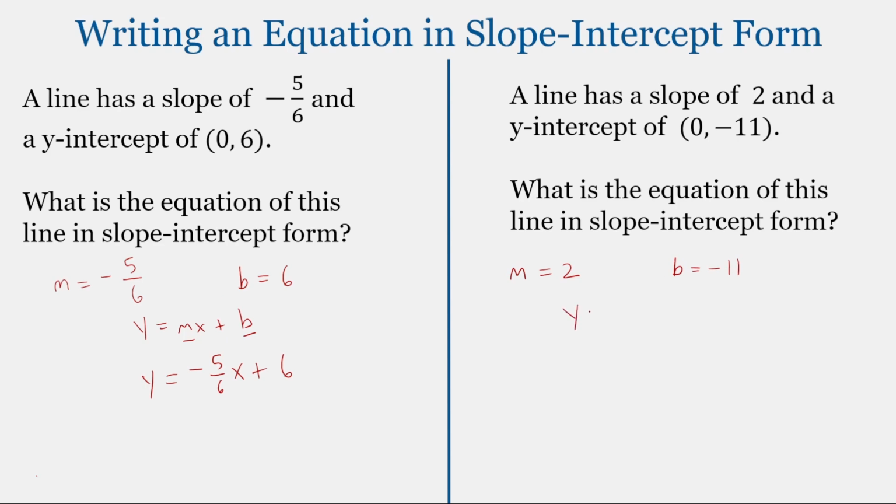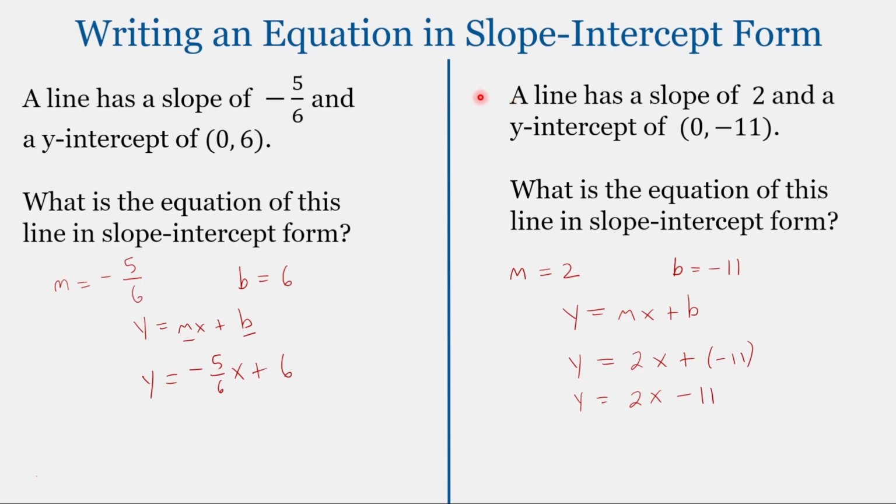So slope-intercept form is y equal to mx plus b. We now know both the m and b values, allowing us to write the equation. So y equal to 2x plus a negative 11. And then we can rewrite this as y equal to 2x minus 11.